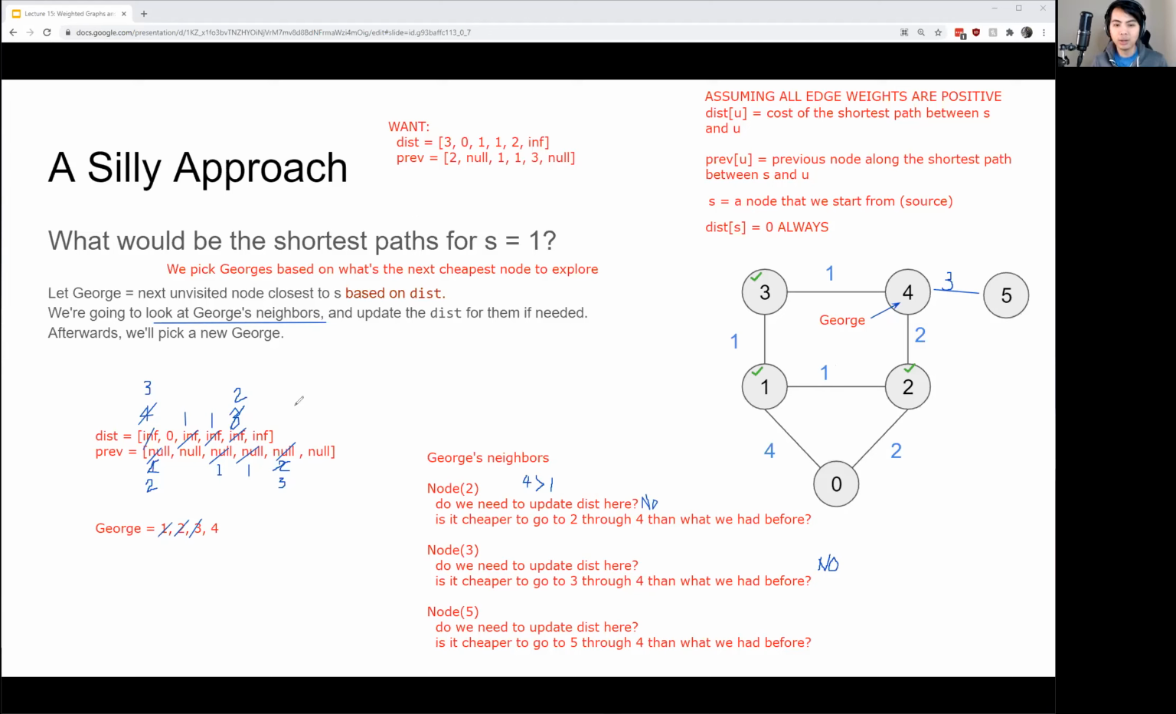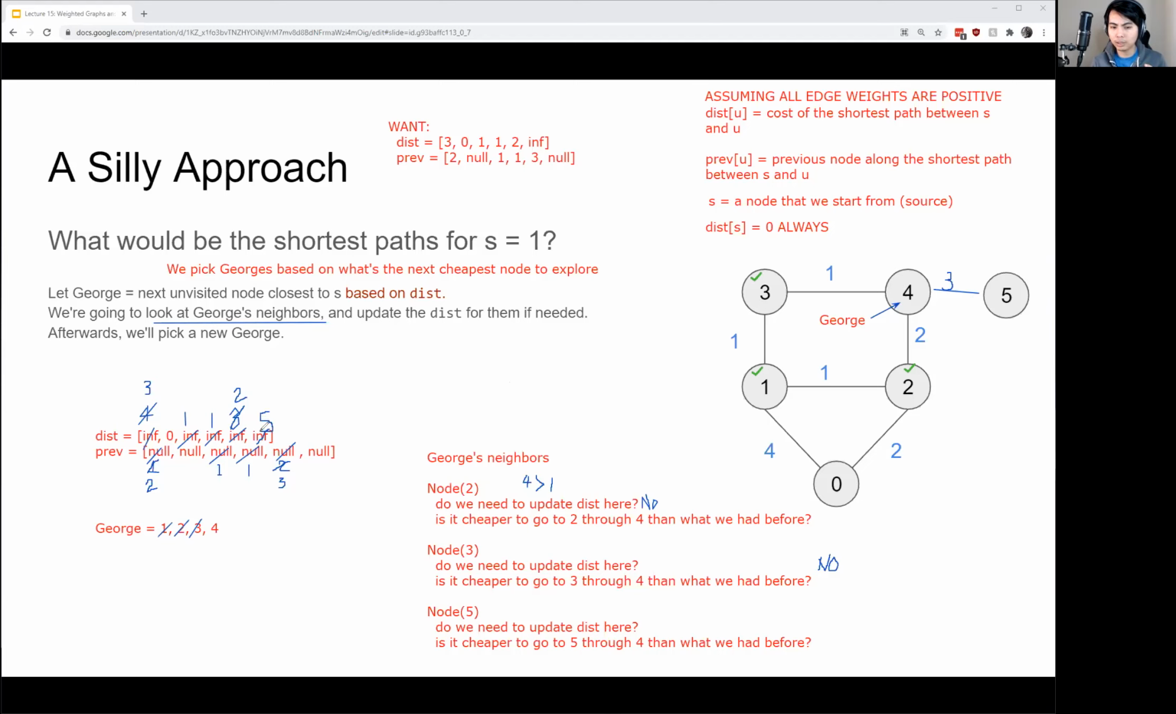So in this case, we're going to go ahead and update this to say that the cost to get to 5 is the same as the cost to get to 4 plus the cost to get from 4 to 5. So the cost here to go from 1 to 4, in this case, will be 2, plus the cost to get from 4 to 5, which will give me 5 total.